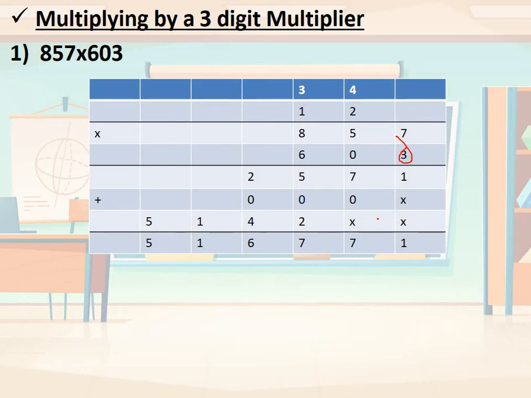Then put multiplication sign. 6 7s are 42, 2, 4 over here, 6 5s are 30, 30 plus 4, 34, 4 over here and 3 will go here, 6 8s are 48, 49, 50, 51, 51 over here. Now we will add all these things, we will get the answer.